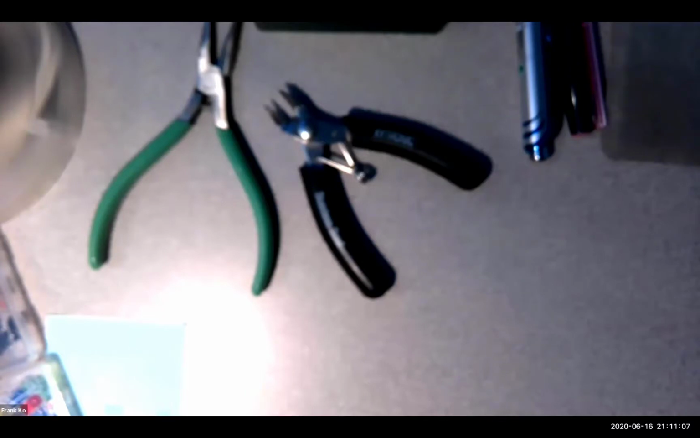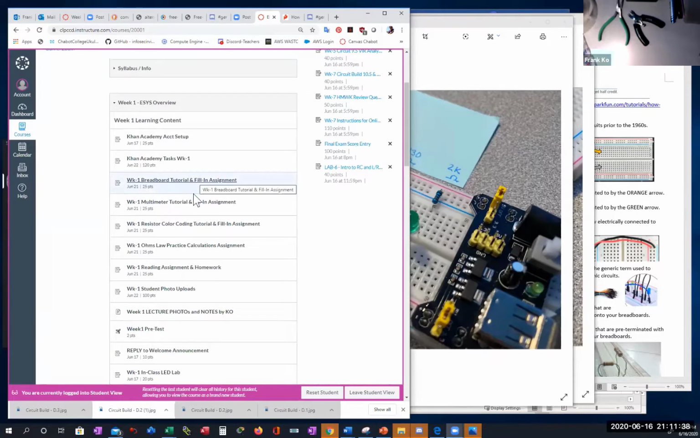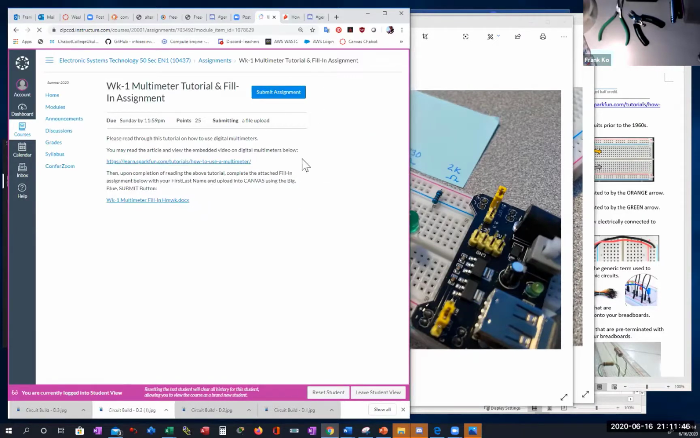Good. Now, in addition to all of that, let's take a look at Canvas real fast. That takes care of your circuit boards. So let's go back to share screen. All right, so we are looking at Canvas. We talked about the breadboard tutorial. We did the breadboard exercise. There is a separate tutorial on your multimeter. So when you go to open up this particular part of Canvas, it'll open up like so. There's a SparkFun tutorial. There's also a multimeter fill-in. So let's open up this guy so you can see what this looks like.